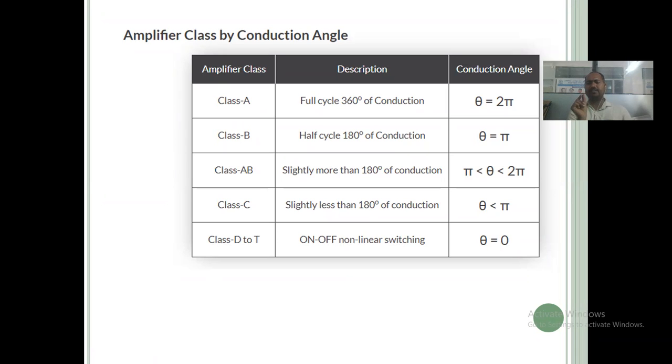It should be indicated as near about zero. It is not actually zero, it is something like 0.00001, so it is considered as zero because it is a small angle pulse. Due to the use of this class D amplifier, it becomes small pulses, and due to those pulses it acts as digital. That's why it has more application in mobile communication. Okay, class D type of amplifier.